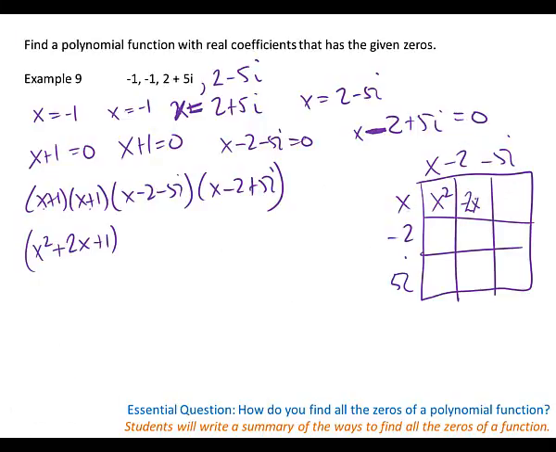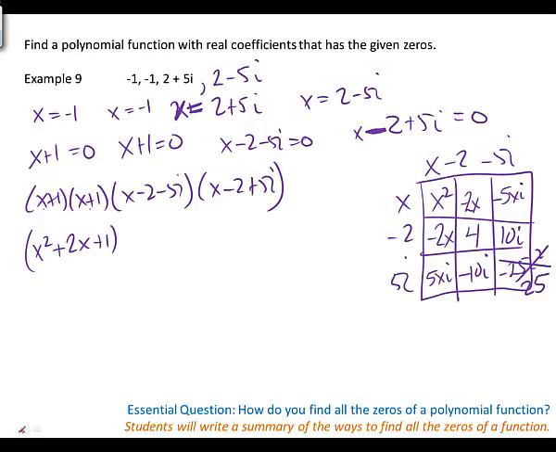We good? All right. X times negative 5i would be negative 5xi. There we go. Negative 2 times x is negative 2x. Good. Negative 2 times negative 2 is 4. Negative 2 times negative 5i is 10i. 5i times x is 5xi. Good. 5i times negative 2 is negative 10i. Good. And 5i times negative 5i is negative 25i squared, better known as 25.